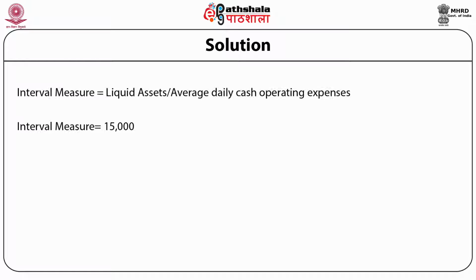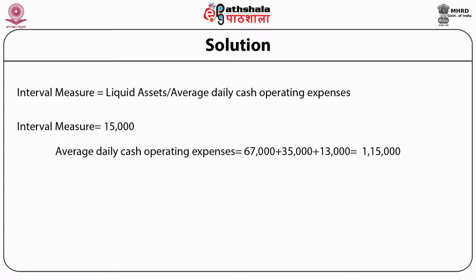As we know, interval measure is calculated by using this formula, that is liquid assets divided by average daily cash operating expenses. First of all, we'll calculate average daily cash operating expenses as sum of 67,000 plus 35,000 plus 13,000, that is equal to 1,15,000. Now we'll divide this by 360 days, and that will be equal to 319.